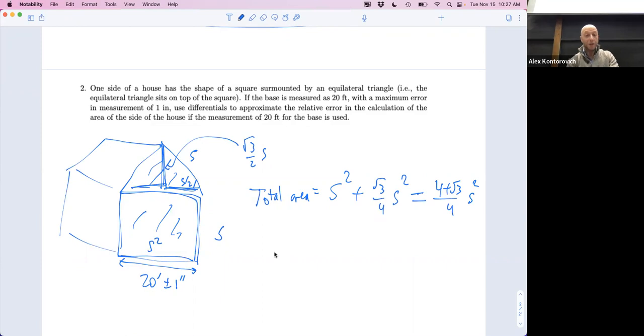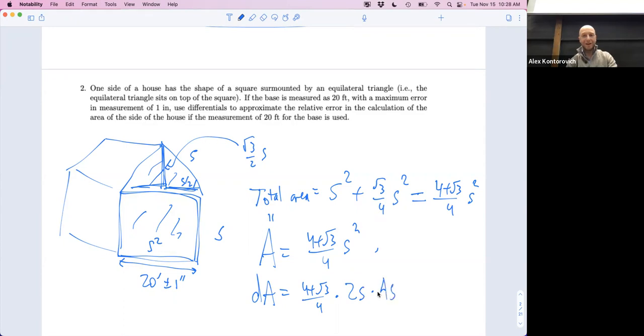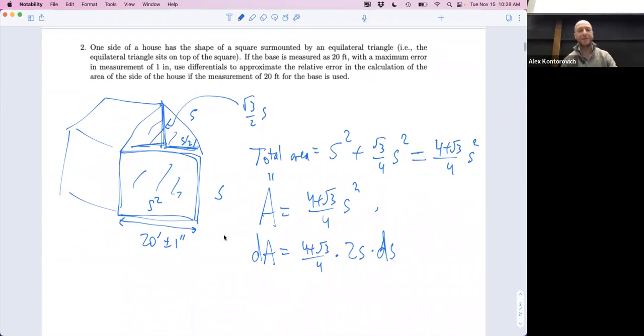Yep. Okay, so now we have A as a function of S. This total area is A. So what do I know about dA? The change in A as S changes is 4 plus root 3 over 4 times 2S times dS, right? This is differentials. It's like implicit differentiation, but with respect to what? With respect to nothing. With respect to time or with respect to measurements or something.